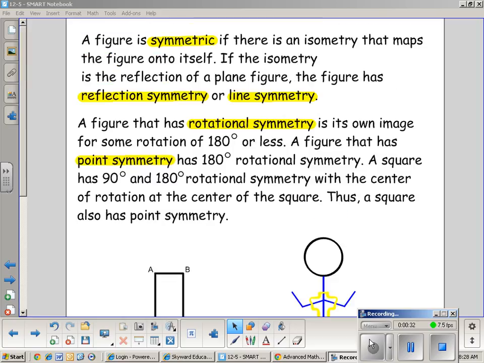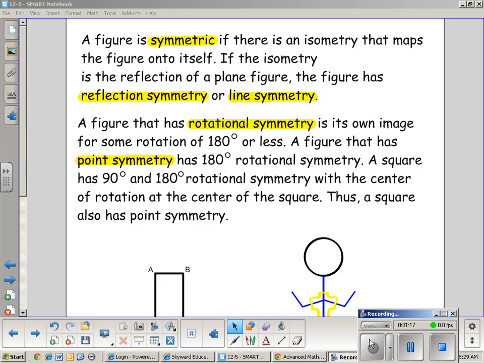A figure is symmetric if there is an isometry that maps the figure onto itself. So we're looking for symmetry. Remember the four isometries we talked about? Can someone tell me what they are? What's one of them? Caleb? Slide or translation is the other word for that. What's another one? Rotation. Jacob? Reflection. And the last one? A glide reflection. Good. So we flipped it over and translated it, right? So those are our four isometries. And so we're saying these figures will have that kind of symmetry if they can be mapped onto each other from one of those isometries.